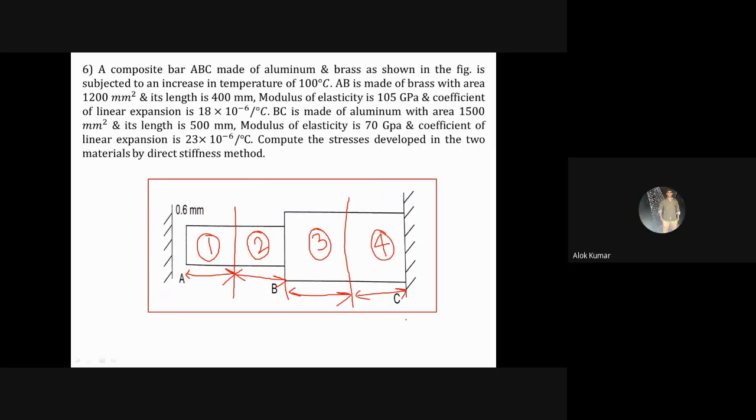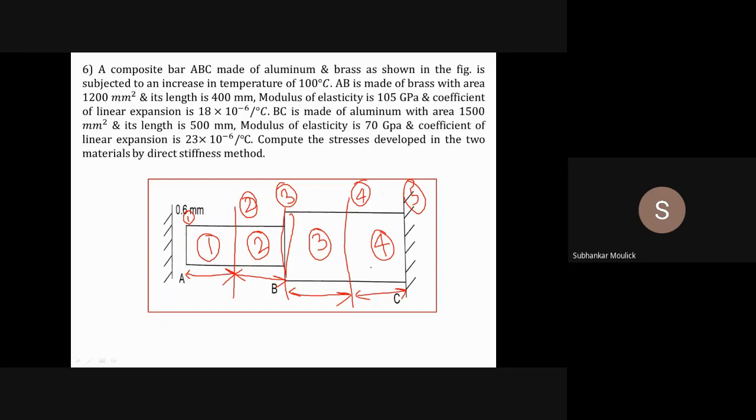No doubt. So that means I can say that this is my node number 1, this is my node number 2, this is my node number 3. Fine. This is my node number 4, and this fixed end is nothing but my node number 5. So altogether, the entire problem is divided into 4 finite elements containing a total of 5 nodes.